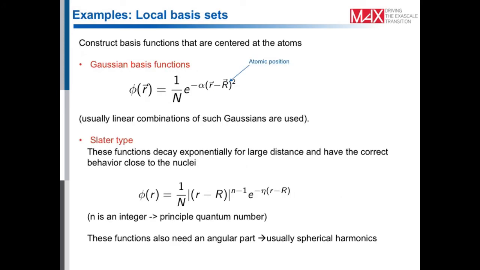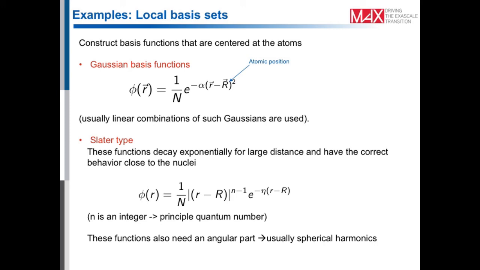So there are some examples here. One would be the local basis sets. You would use the local basis sets when you have systems which are isolated, like molecules, atoms. Here you can construct the basis functions that are centered at the atoms. For example, in Gaussian methods, you use the Gaussian basis functions. You have in here the atomic position, so you really can center these basis functions at the atoms. There are usually linear combinations of such Gaussians that are used.